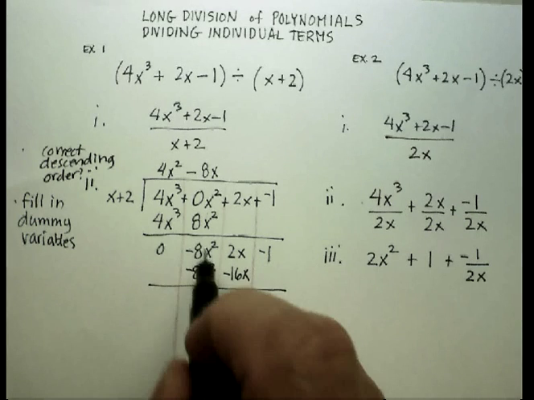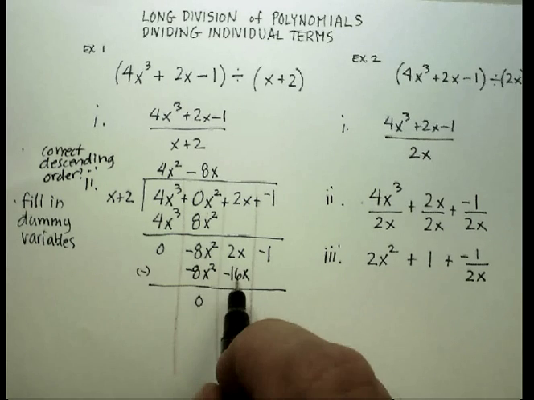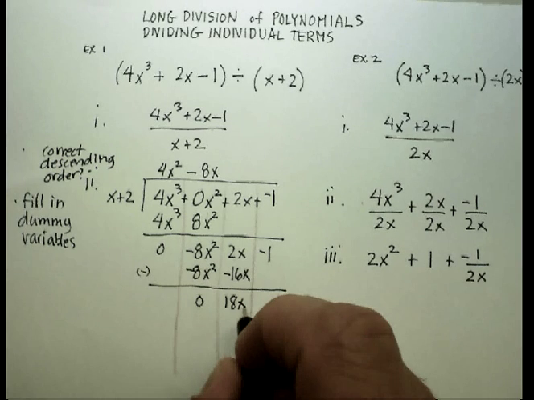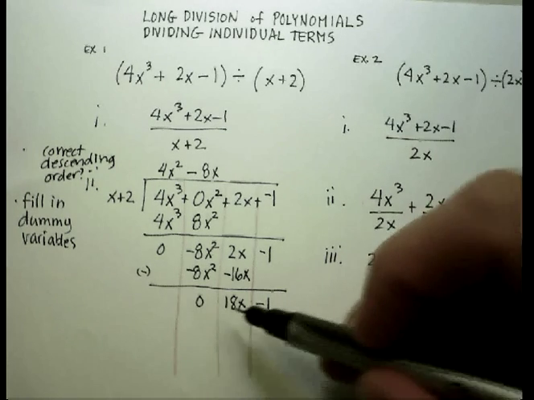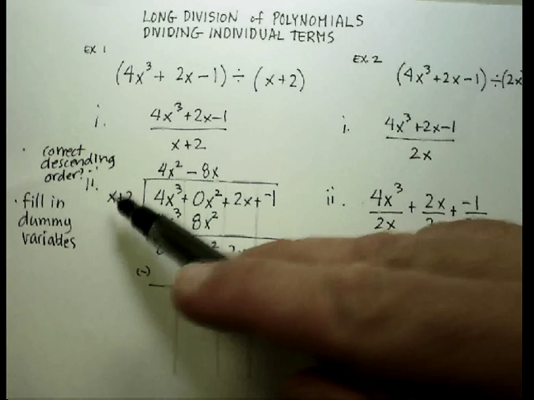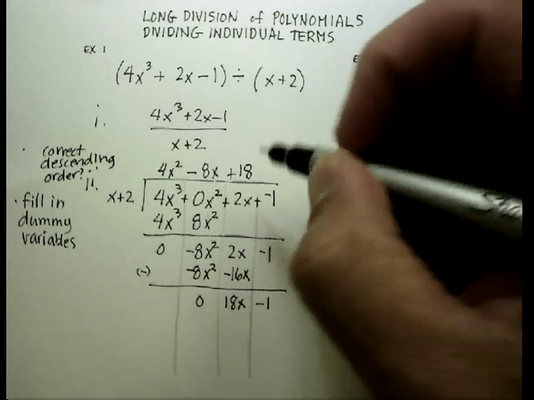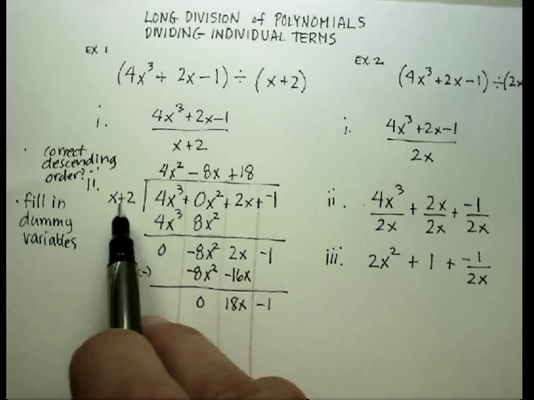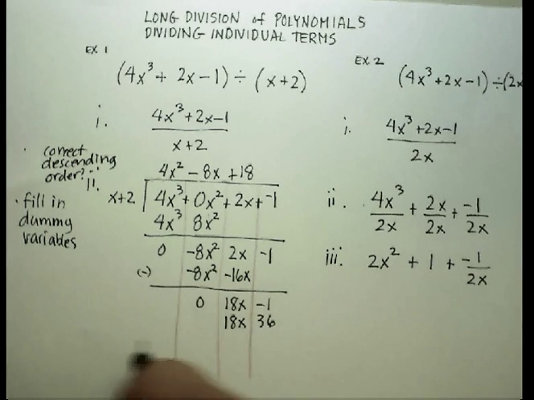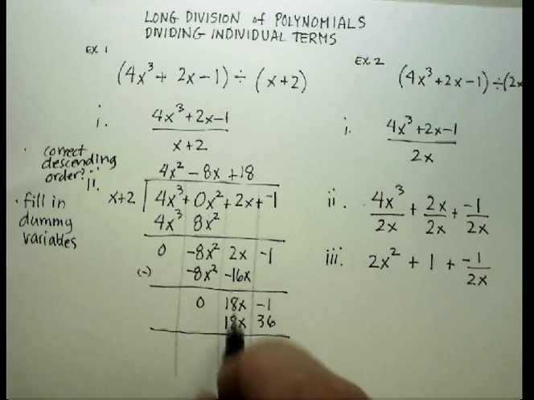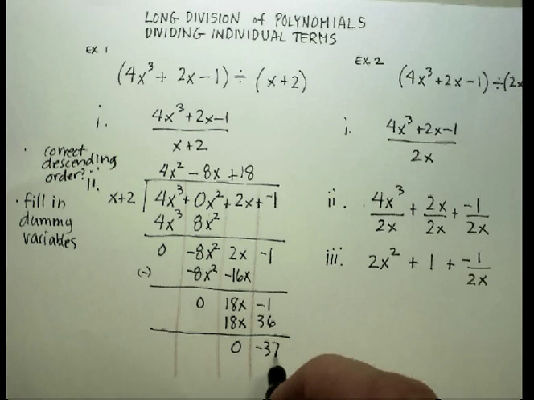Go ahead and subtract. Remember, you're always going to get 0 in the first one. 2 minus a negative 16 is adding, isn't it? So you'll say 18x. Bring down the 1. Start all over again. Take your leading term. What times x gives me 18x? And the answer is plus 18. So I'm going to write plus 18 there. Multiply that by both terms. That gives me 18x, and that gives me 36. Subtract, so you get 0 there. Negative 1 minus 36 is negative 37.